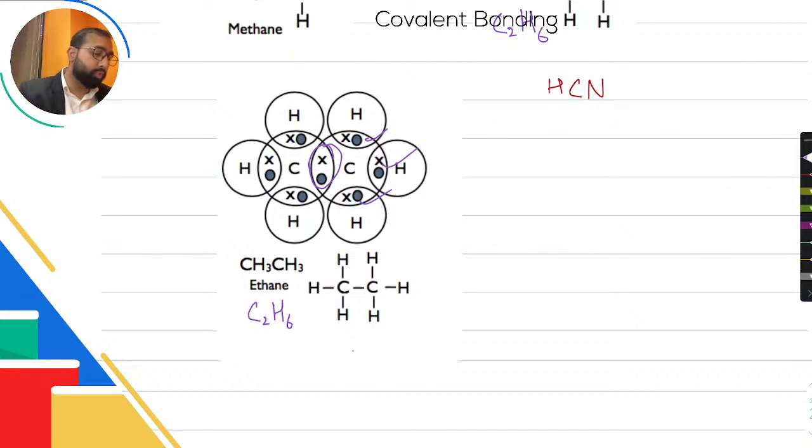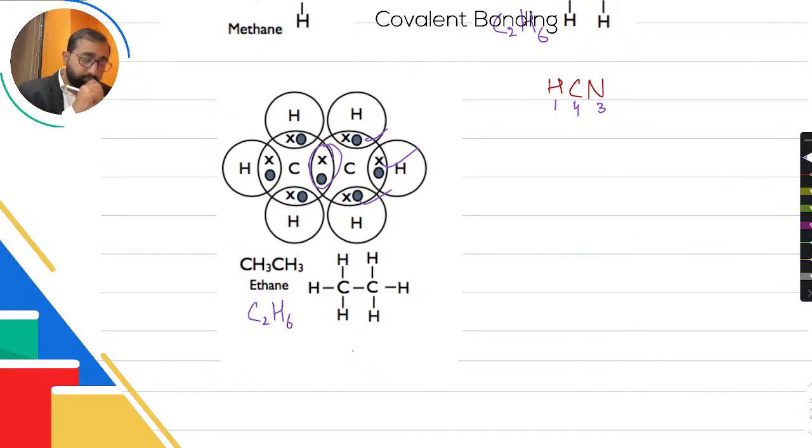So hydrogen needs 1 more, carbon needs 4 more, nitrogen needs 3 more. How am I knowing this? The total should be 8, right? Hydrogen has just 1, so it shares 1. Carbon is in group 4, 4 plus 4 is 8. Nitrogen is in group 5, 5 plus 3 is 8, so that's why it needs 3. If it was oxygen, oxygen is in group 6, so 6 plus 2 is 8.